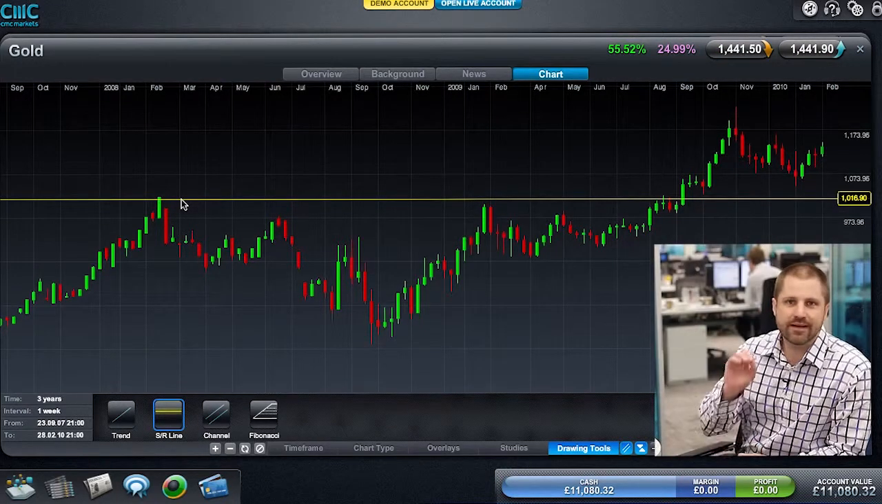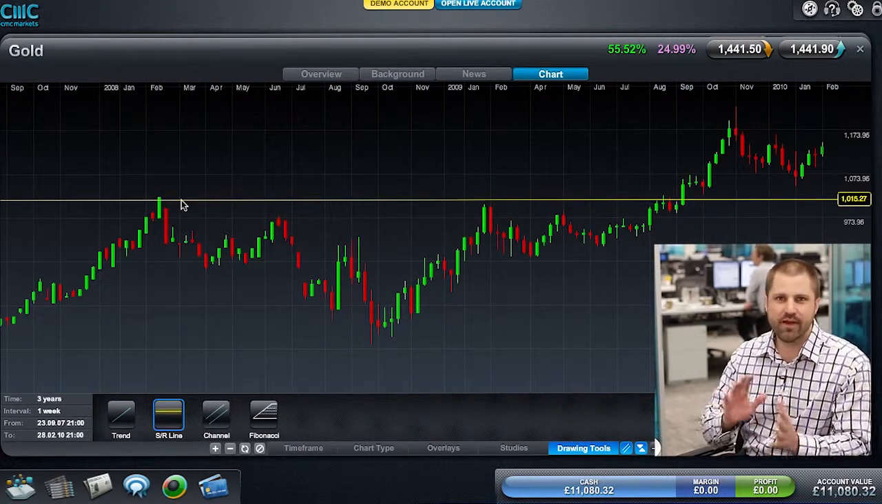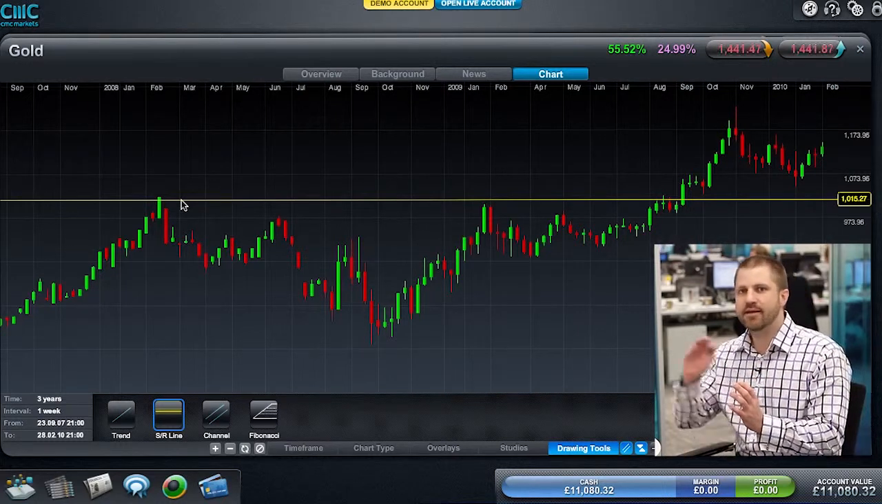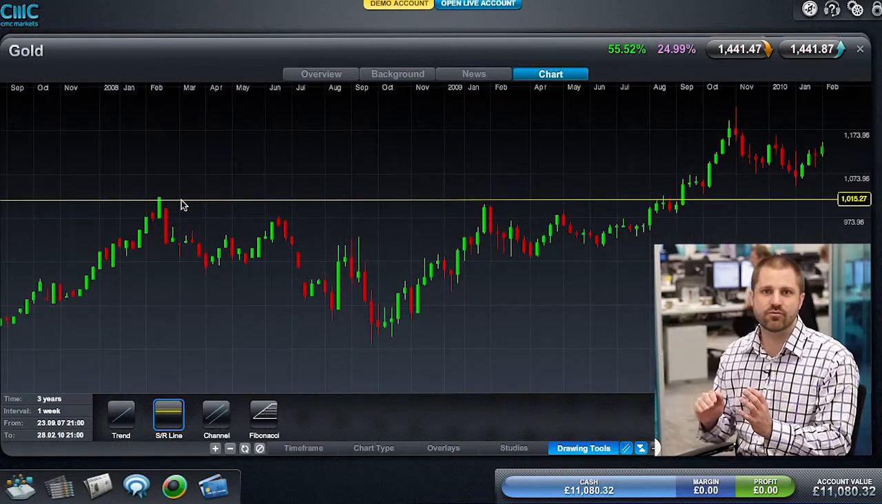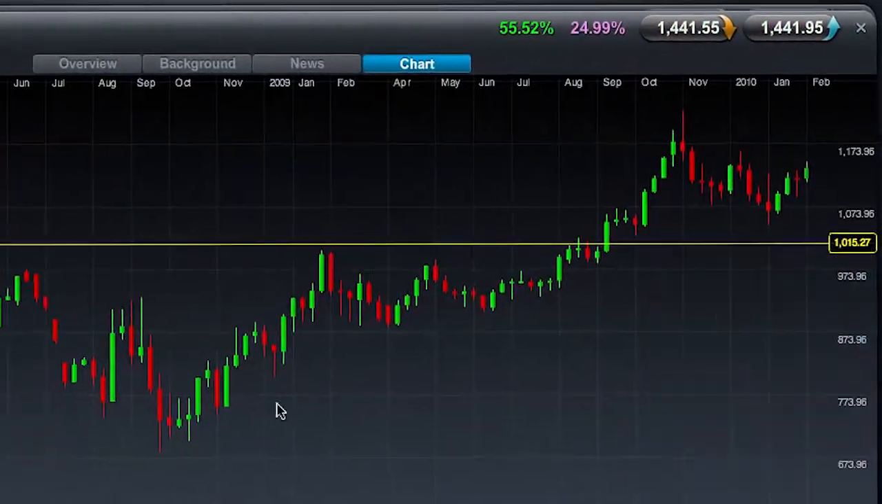what we can do is clearly identify an area just around about this level, about 1015, that each time the market starts to reach that level, it starts to drop down in value. So we'll click here and release that. So you see the market approach this level, falls in value, approaches this level and starts to fall in value.